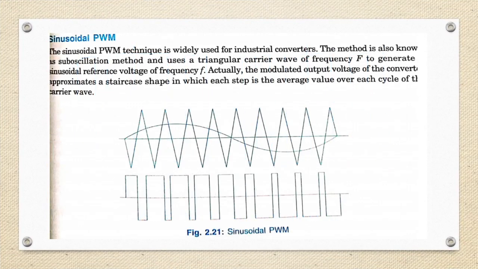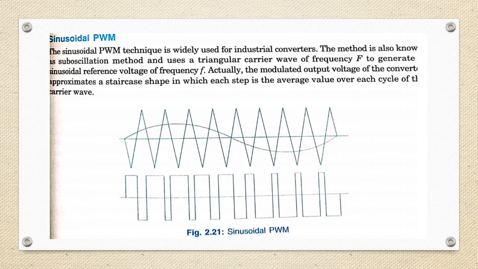Now let us see sinusoidal pulse width modulation. The sinusoidal pulse width modulation technique is widely used for industrial converters. This method is also known as the sub-oscillation method and it uses a triangular carrier wave of frequency F to generate a sinusoidal reference voltage of frequency f. So the modulated output voltage of the converter approximates a staircase shape in which each step is the average value over each cycle of the carrier wave.